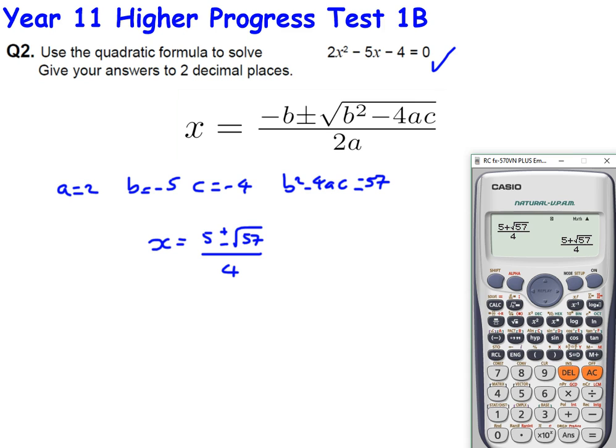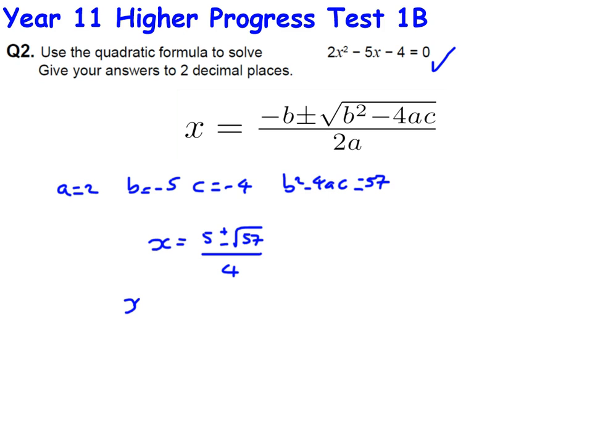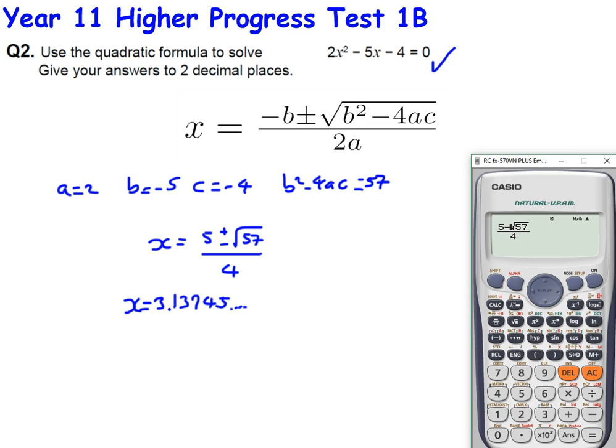Now, if you get this answer again, you might need to press S to D to try to get the decimal form. So x equals 3.13745. So using our calculator again, but this time putting a subtract symbol in between the 5 and root 57.